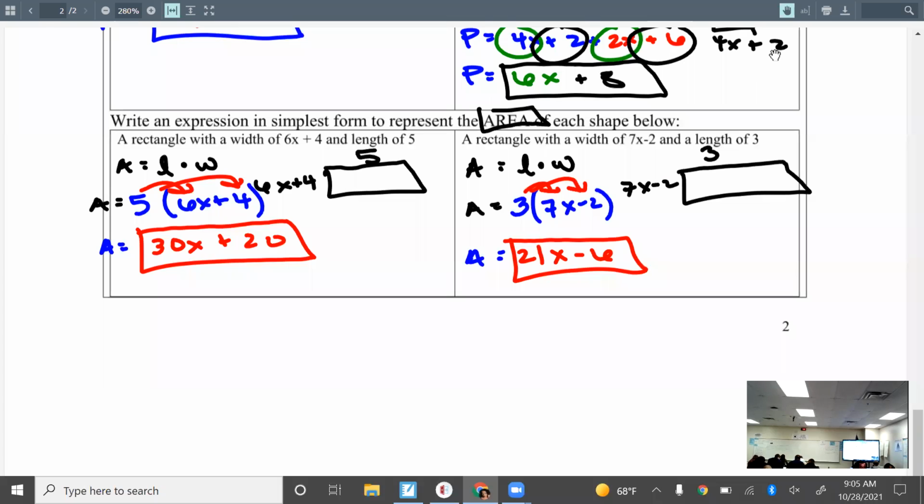All right, so here's the solution projected. So length times width. So 3 times the difference of 7x and 2. And we distribute to get it into simplest form. And when we do that, we get 21x minus 6. Any questions about this one? It's the same thing. Get it right on the first try.